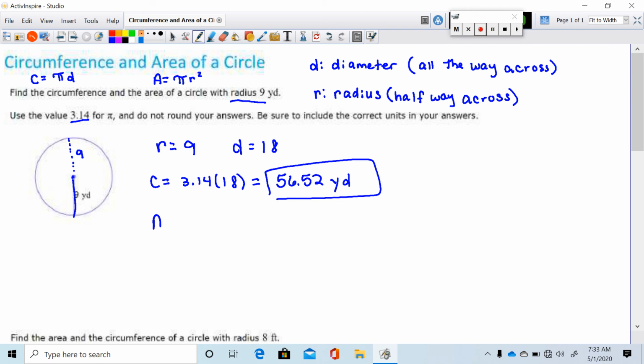The area is pi r squared. So 3.14, but you do the radius, the 9, and you square that. So 9 times 9 is 81, and 81 times 3.14 is 254.34. And you have yards. Now for your unit of measurement, area is always square. So that's going to be yards squared for that one.